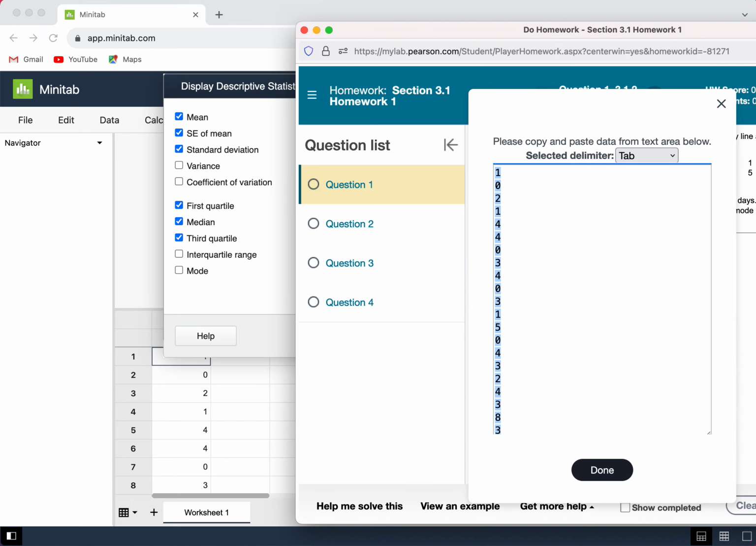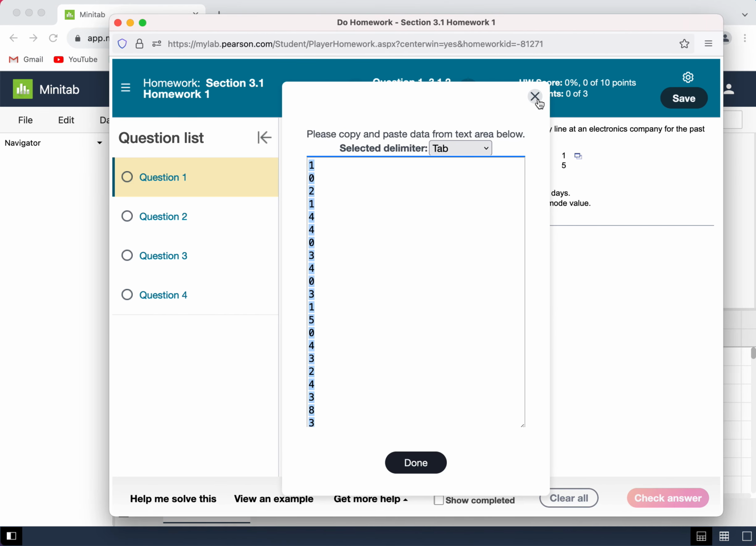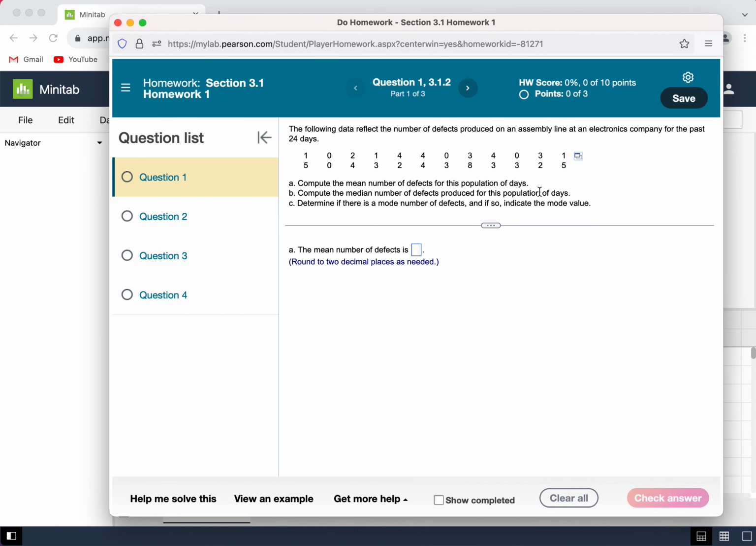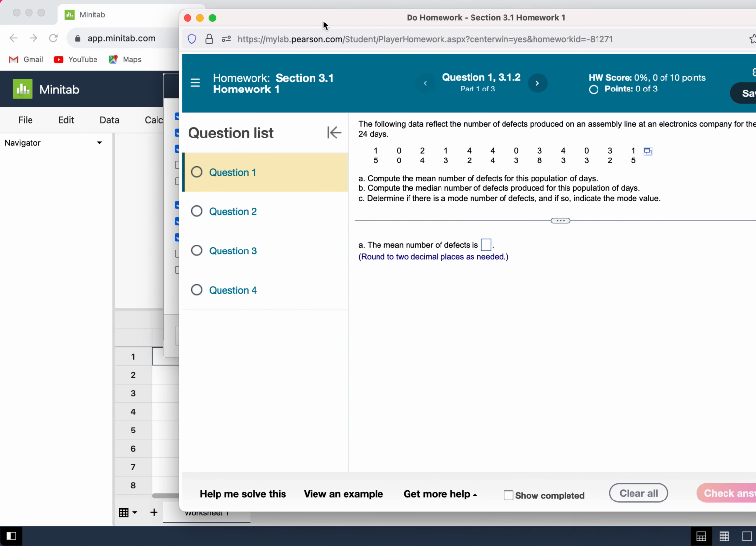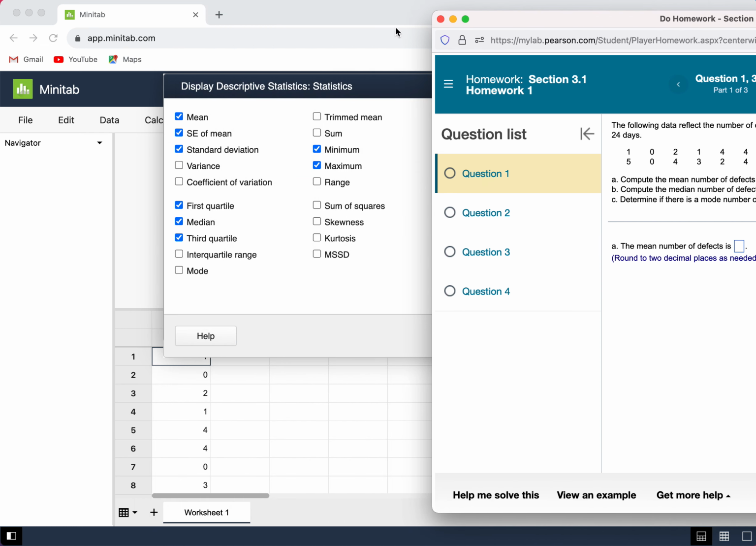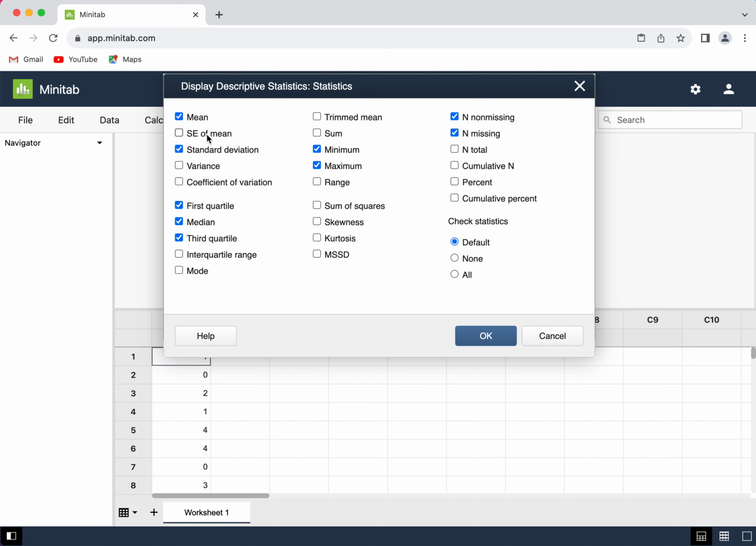So in this homework problem, it's going to ask me to calculate the mean, median, and mode. And so I'm going to calculate all three at once here. I could do them one by one, and notice that if I look at this part of the problem, it's only showing part A, but I know from the top here that I'm going to need all three. So I'm going to go ahead and calculate them all at once. You could always go back and calculate again if you found that you needed something else.